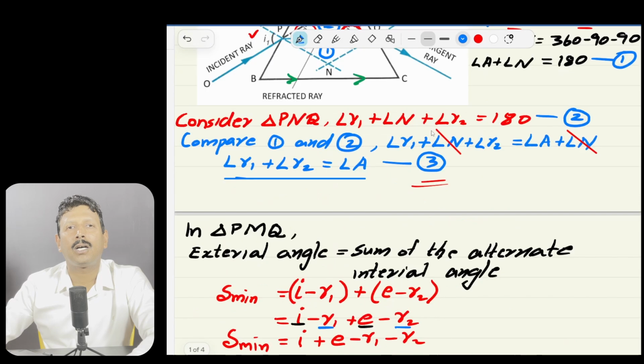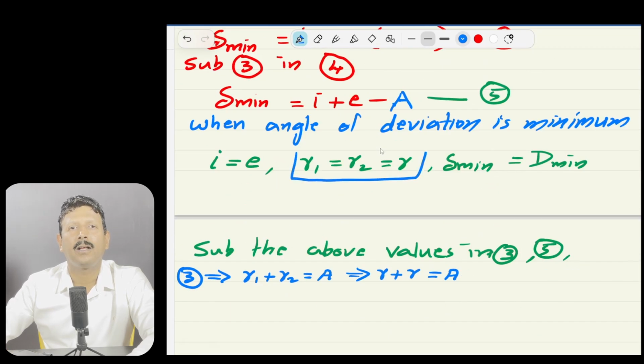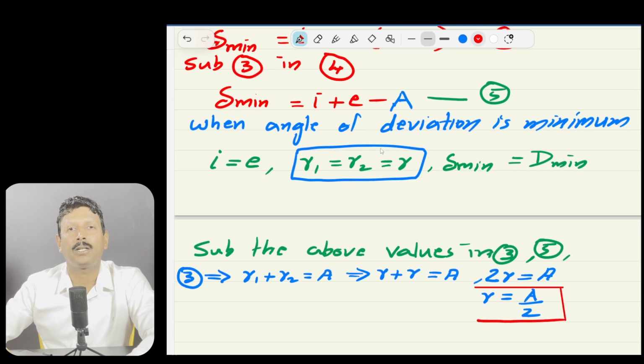Because R1 and R2 are not there, only R is there, so R plus R is equal to A, meaning 2R is equal to A. Then take 2 to the other side as the denominator, so R is equal to A by 2. One of the questions is that one: find the angle of refraction. Found it, R is equal to A by 2. Mark distribution I will show you later.